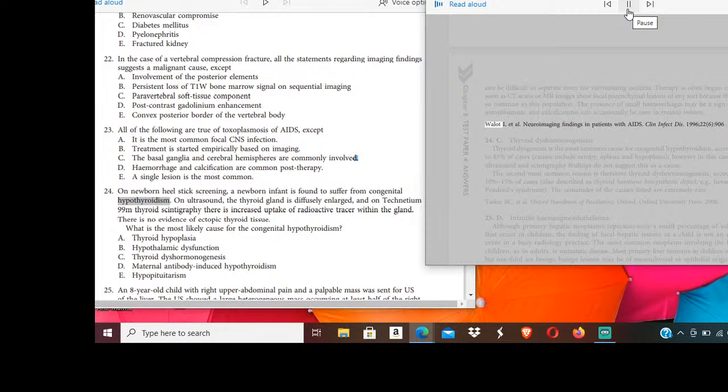Wallet et al. Neuroimaging findings in patients with AIDS. Clin Infect Dis 1996;22:906-19.